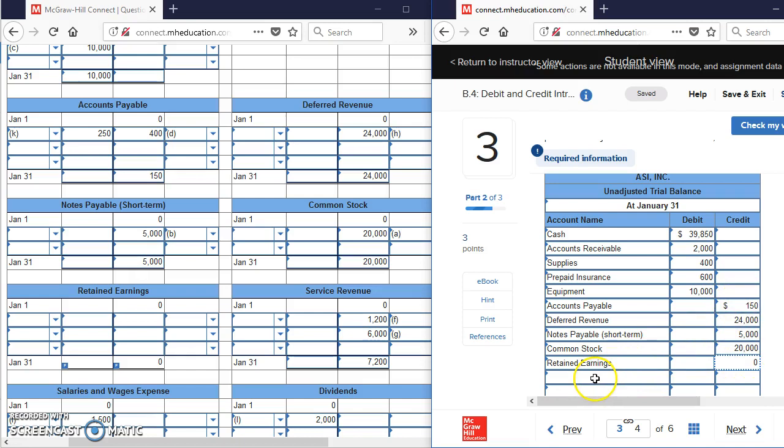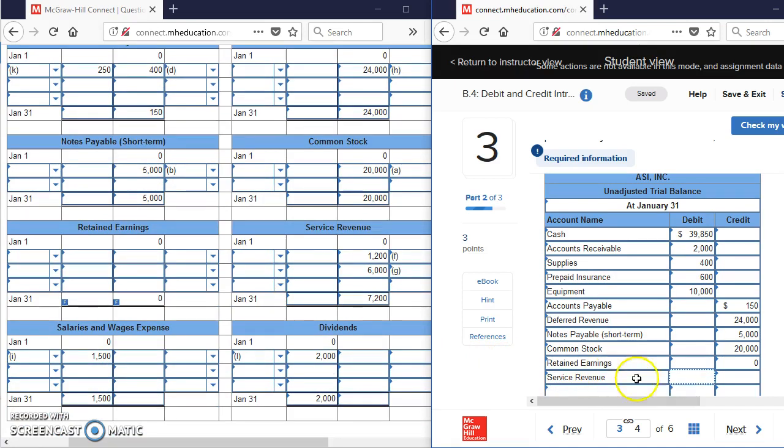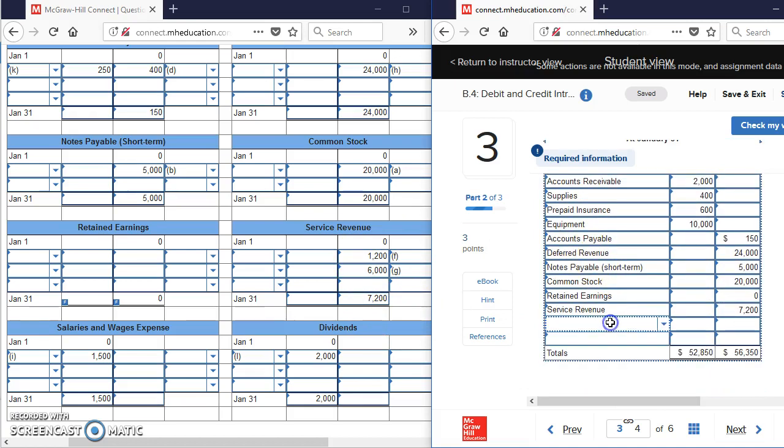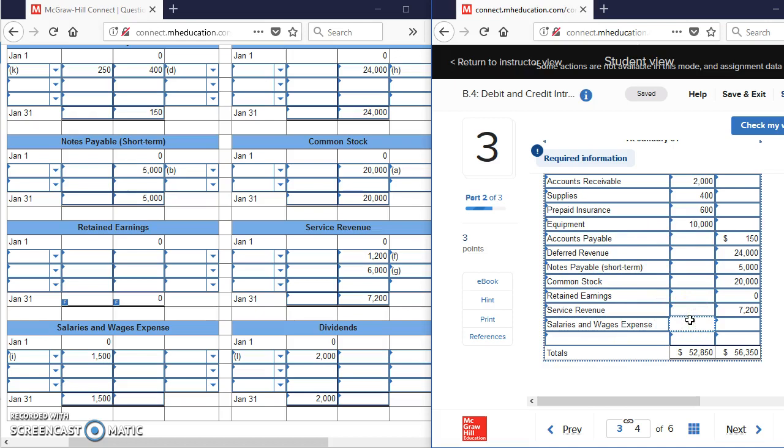Okay, so now let's do the last 3 accounts here. Service revenue. Service revenue is a right side $7,200 balance, and salaries and wage expense, left side $1,500, and dividends, left side $2,000. Now, if you did this right, you need to have your total left side equal your total right side. It's kind of why they call it a trial balance.